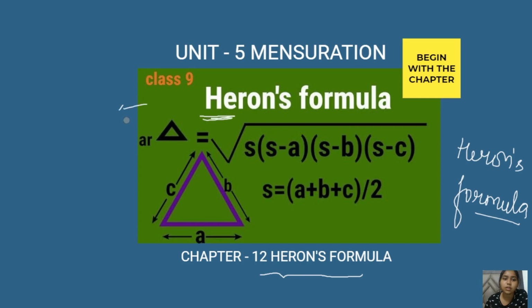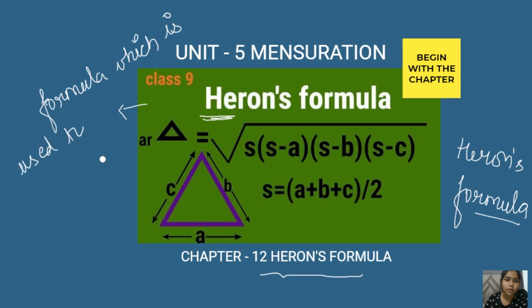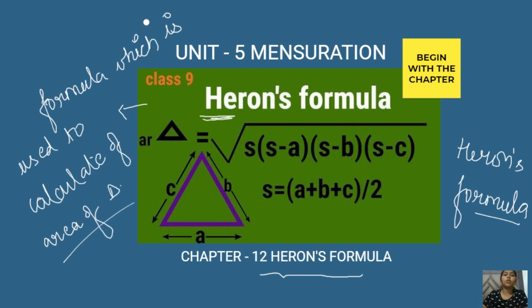And what is the Heron's Formula? This is the formula which is used to calculate the area of the triangle. Right, this is what we call the Heron's Formula. Now what this Heron's Formula is, what the variables mean, and how this formula can be applied to different mathematics chapters, we can have just a look here.